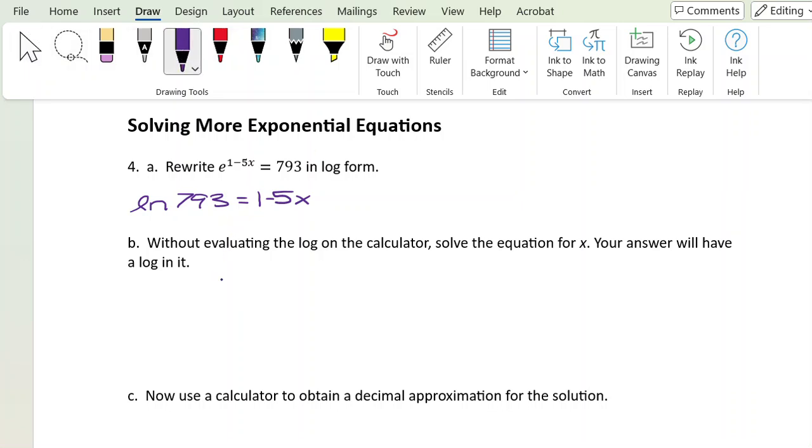So we have ln of 793 equals 1 minus 5x. Our first step in getting x by itself is to subtract 1 from both sides. Now it's important to keep in mind that this 1 is not coming out of the 793. So that's natural log of 793 minus 1 equals negative 5x.